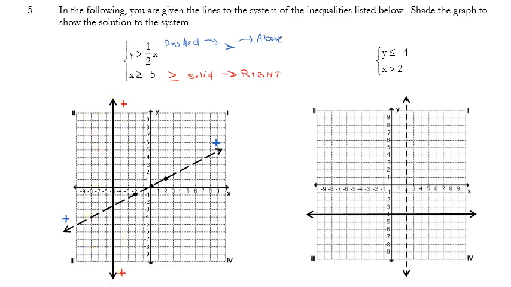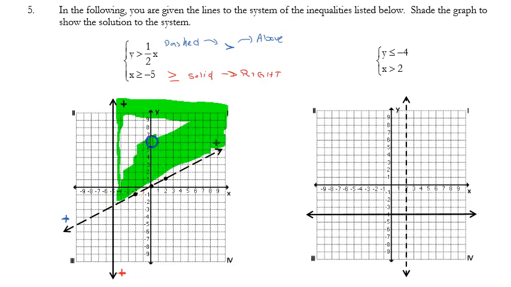We have 4 sections now that have been created at that intersection. I have the section in the top left, top right, bottom left. I only need to shade in my dark shaded region. This one would be shaded above, this one would be shaded right. The overlap is going to be the section that has 2 plus signs, above one of them, to the right of the other. That's the section I shade in. I don't need to shade in the other ones.